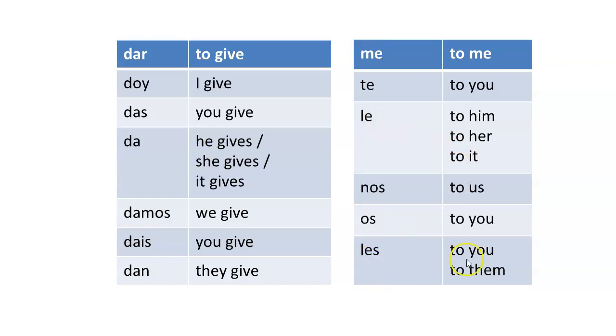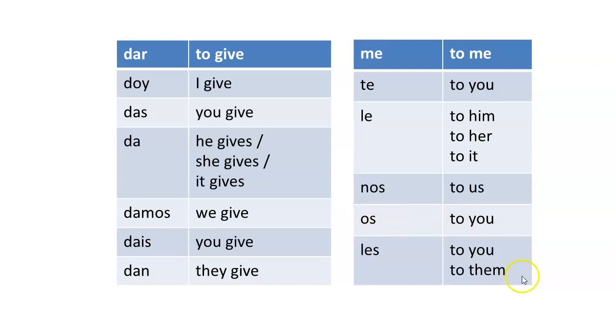Les can mean to you, and this is the plural you, to more than one person. For example, if I were to say, I give you the book, and the you is more than one person, that would be the les. Les can also mean to them, to two or more other people, again, just depending on the context. Os is plural to you, the informal you in Spain. In other words, when you're addressing people that you know well, if you want to say, I give you the book, you will use os to mean you.